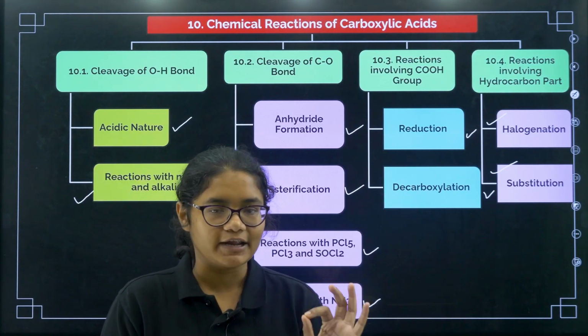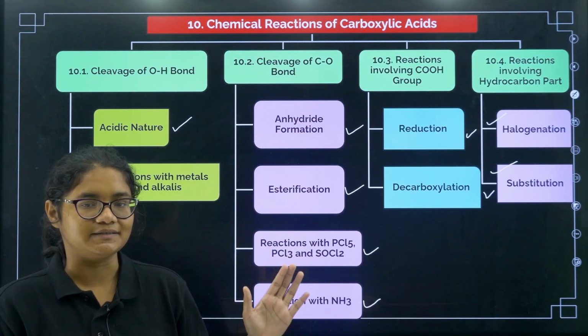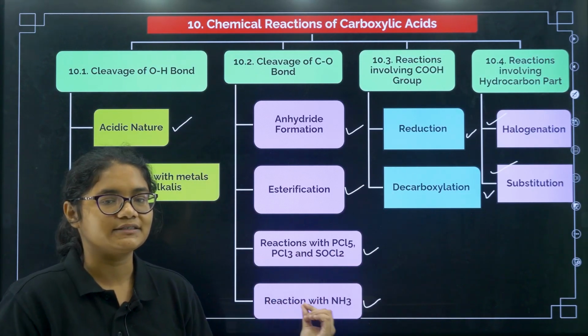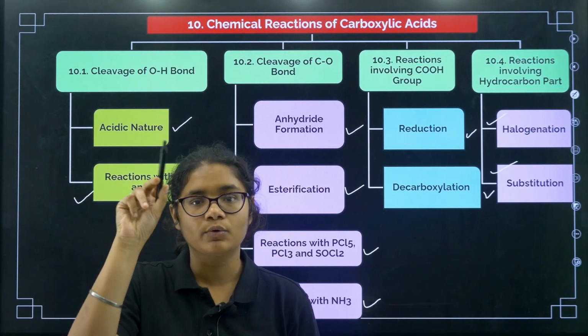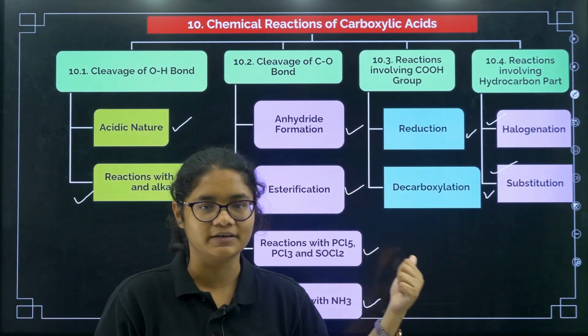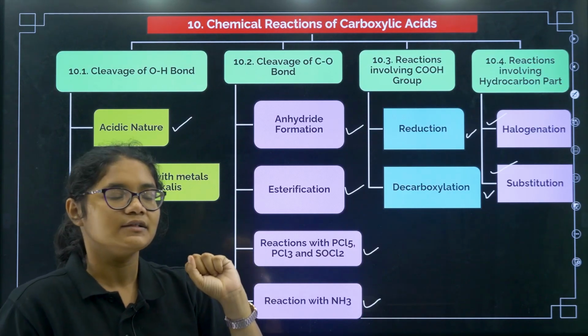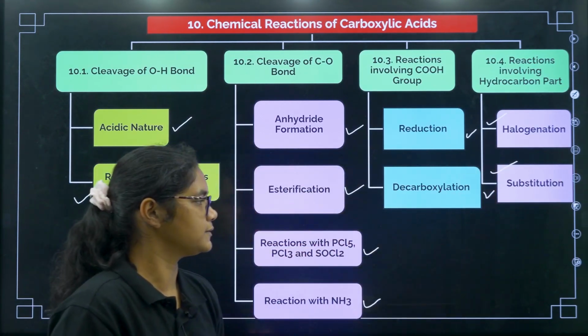Next, there is the reaction where there is cleavage of the CO bond. Under this, we have anhydride formation, esterification, then reactions with PCl5, PCl3 and SOCl2, and then reactions with ammonia. Next, we have reactions involving the whole COOH group. So here we have reduction reactions and the decarboxylation reaction. Next, we have reactions involving the hydrocarbon part. So here the first one is halogenation and the next one is electrophilic substitution.